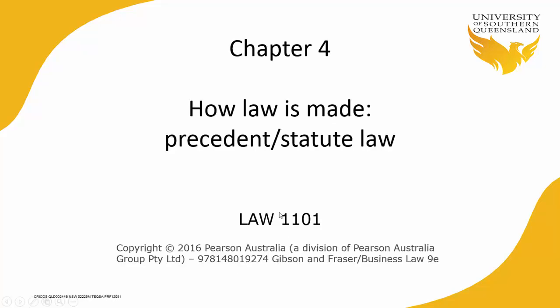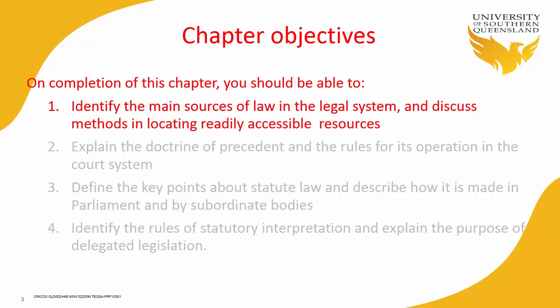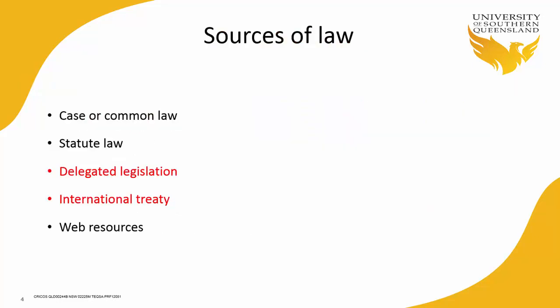And for this chapter we're gonna cover 4 learning objectives in relation to how law is made. Let's start then with the first objective, which asks us to identify the main sources of law and discuss methods in locating resources. The chapter starts in your textbook on page 86, and the key point there is that there are 2 main sources of law in the Australian legal system.